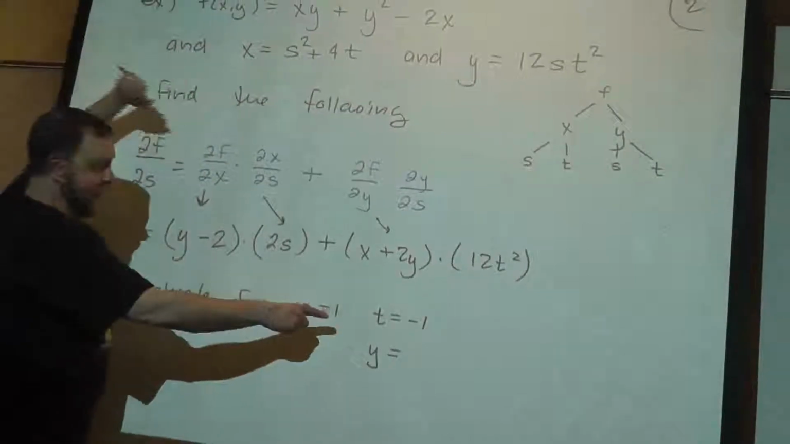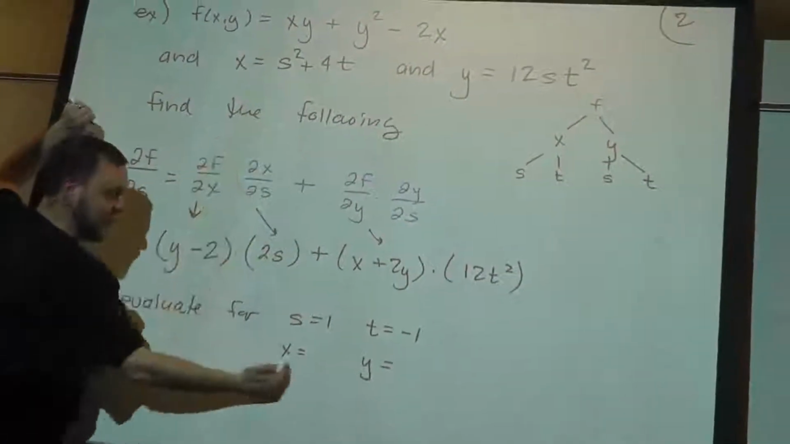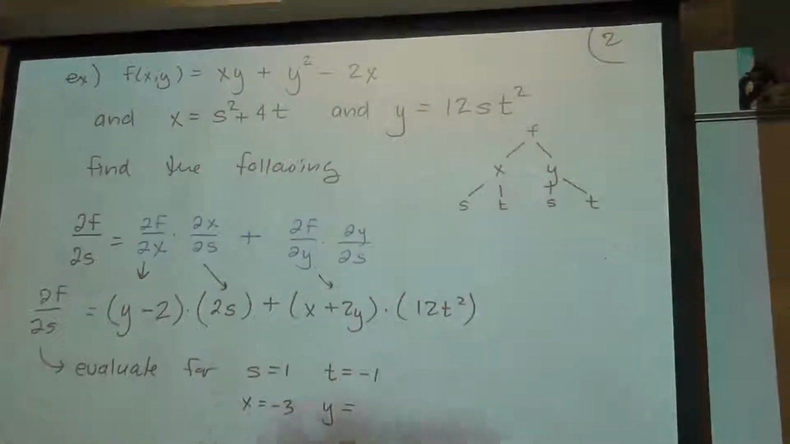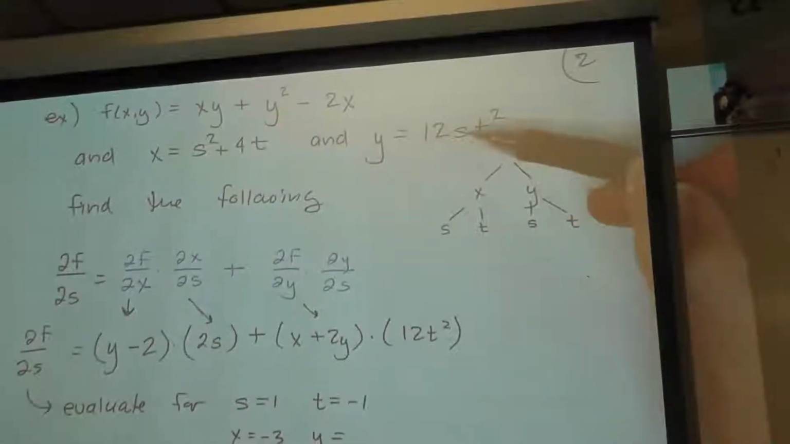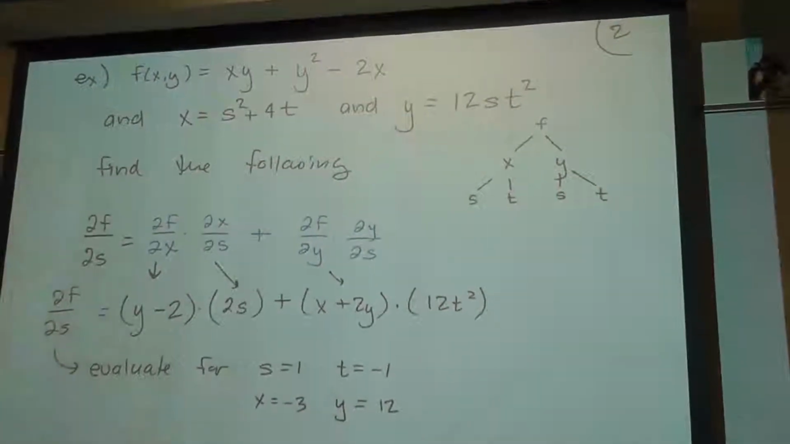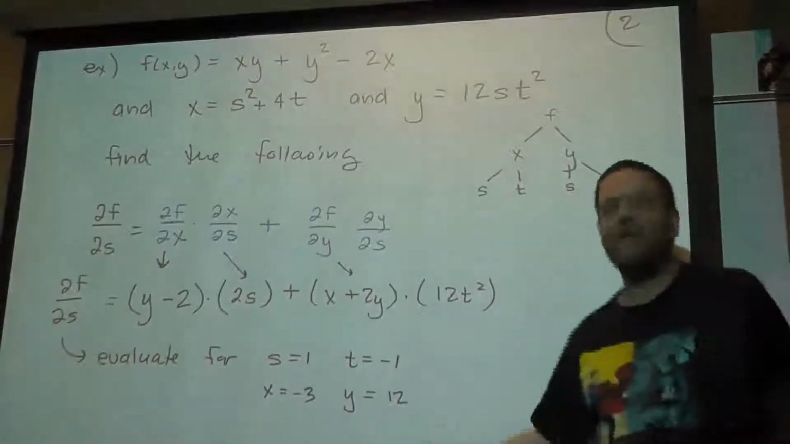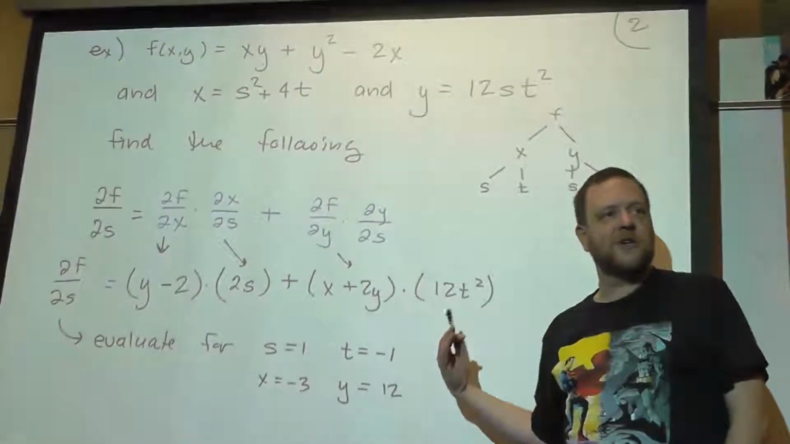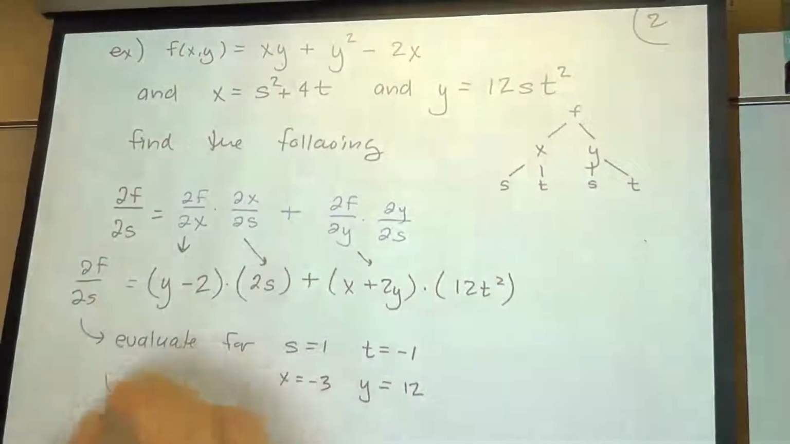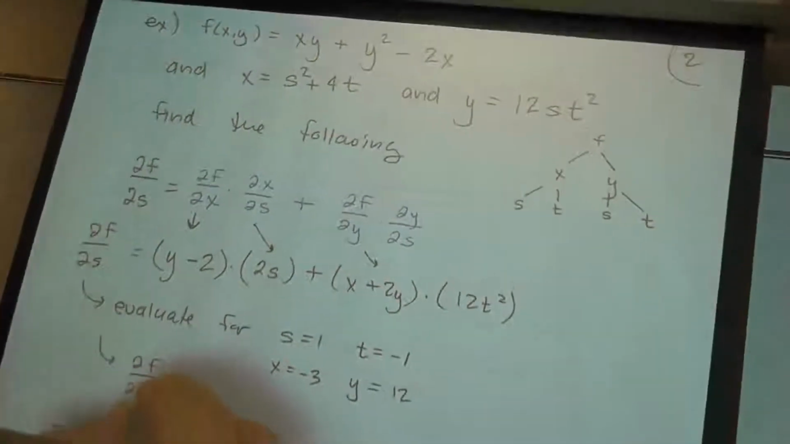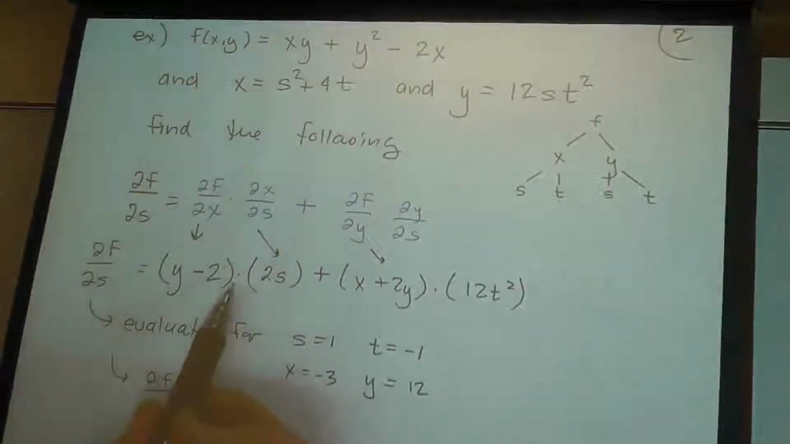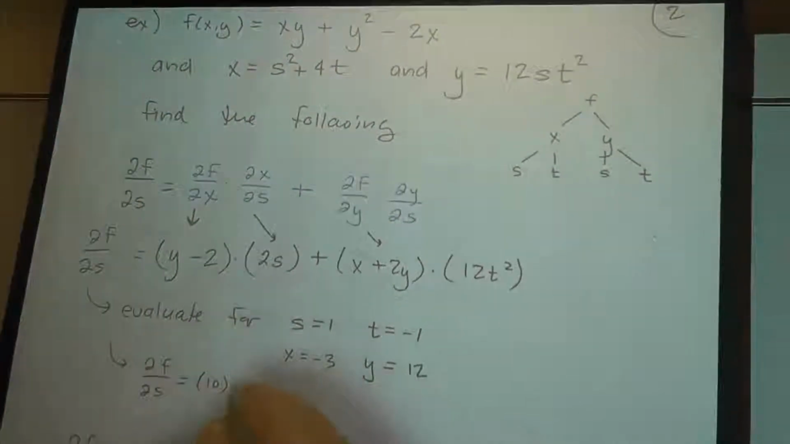For that st pairing, that's going to become 1 minus 4, so x should equal negative 3. For the same st pairing up here, 12 times 1 times negative 1 quantity squared would be a positive 12. Okay? And now that everything is here, you just evaluate this expression for the correct value of the correct variable. So, in this case, partial of f with respect to s would crunch out as y minus 2 first, so that'll be a 10. Keep in mind that's multiplied by 2s, so it'll be times 2.